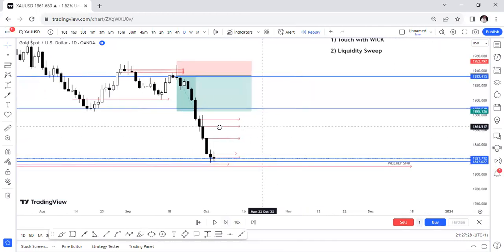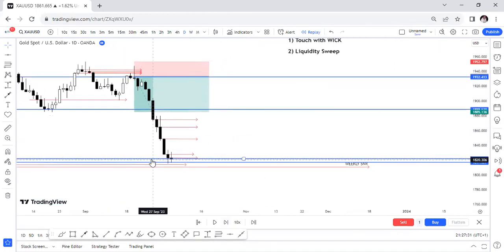So that's the liquidity. Now we want to see some trade.